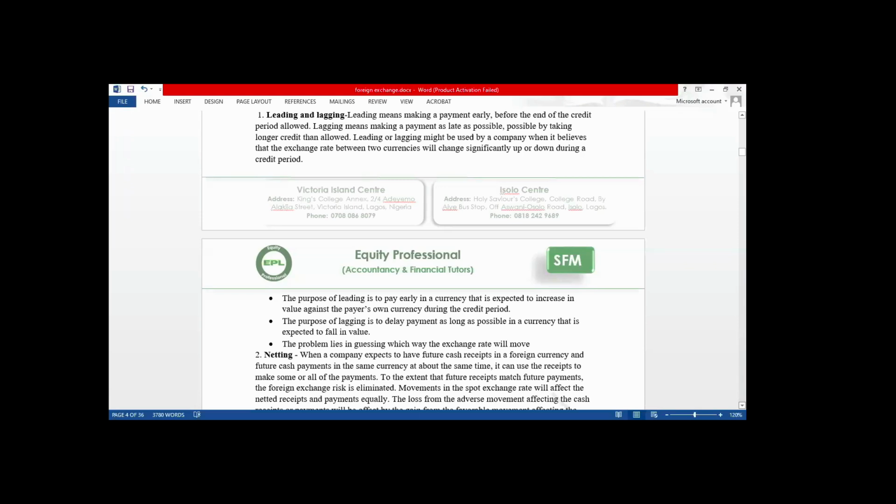When you're talking of lagging, that's possible in a currency that is expected to fall in value. To make payment within 3 months, and I'm aware it will fall for like 3 months, dollar is likely to fall. I will now delay the payments, so that if I'm buying dollar, I'm going to buy dollar at a cheaper rate. That is lagging. The problem with this method is the ability to predict the movement of the exchange rates.